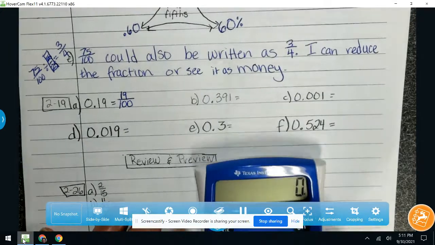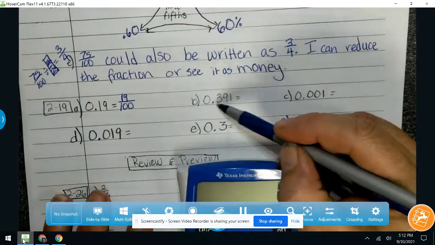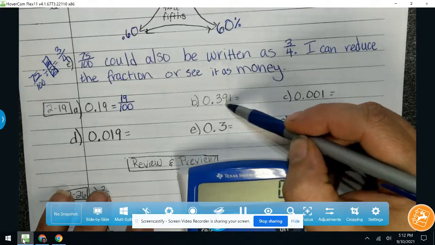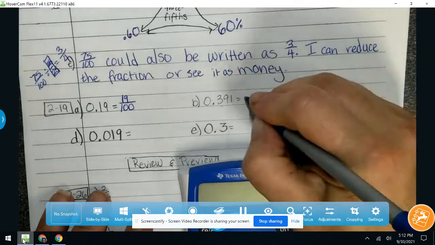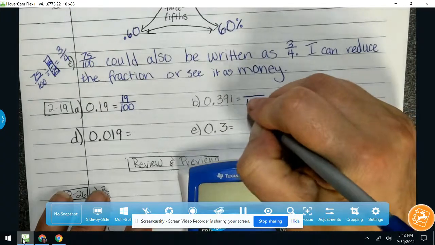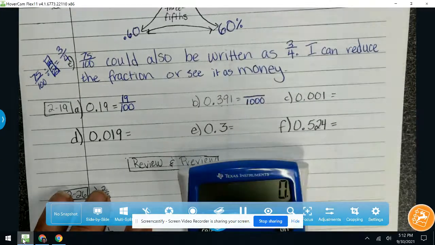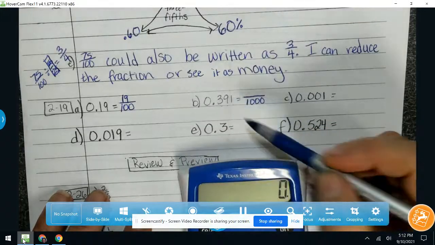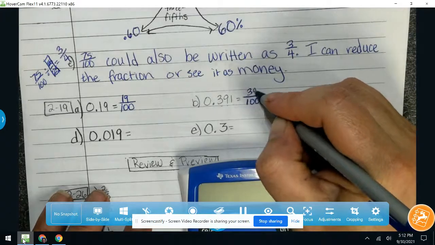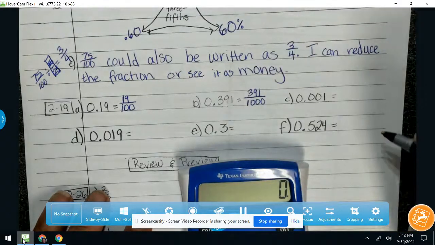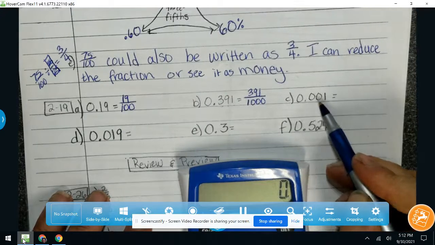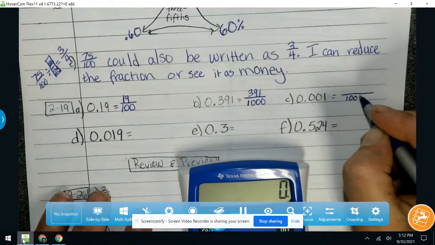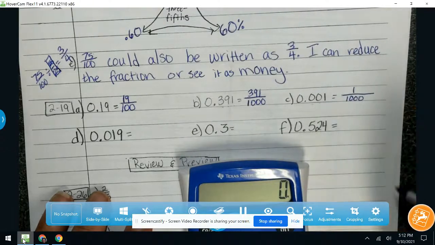Hi there, you're back again. Here we go. So I see this is the tenths spot, this is the hundredths, this is the thousandths. So I know for a fact, because it's in the thousandths spot, I'm going to have 1,000 as my denominator. My numerator is going to be the rest of these numbers. So I have 391 thousandths. Tenths, hundredths, thousandths. 1,000.